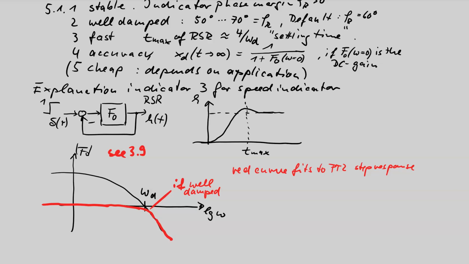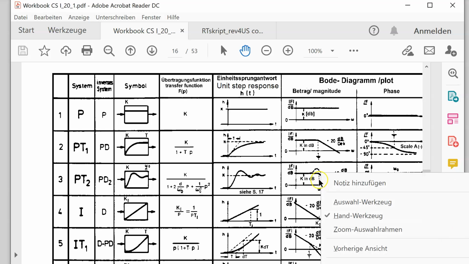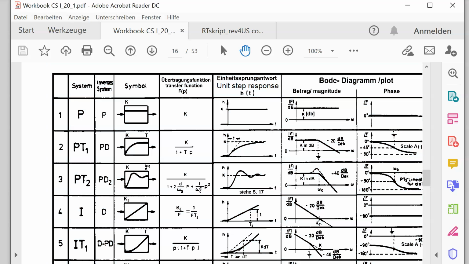Let's have a quick look in the workbook. Here you see this behavior of the magnitude curve is the PT2 magnitude curve. There could be a resonant effect. If the damping is well, then there is no resonant effect. But you see the corner frequency here defines the natural frequency parameter of a PT2. This one appears in the transfer function here. So the omega naught frequency is the corner frequency of the PT2.